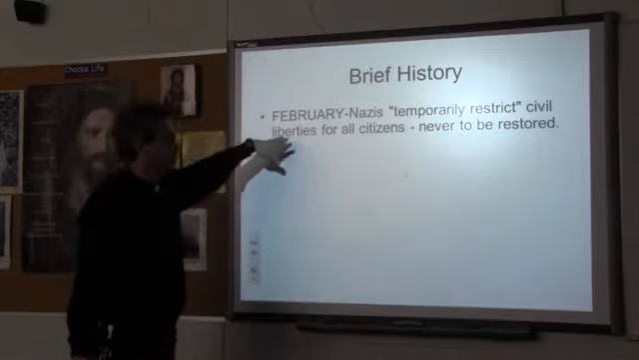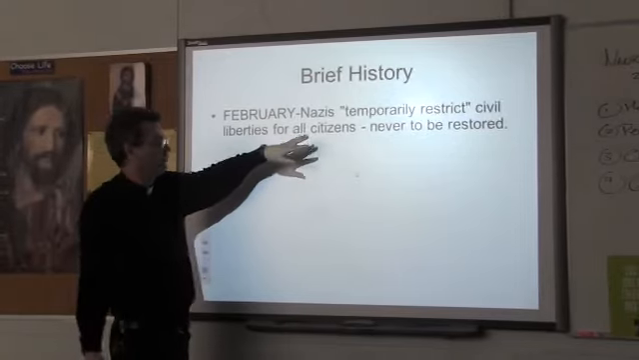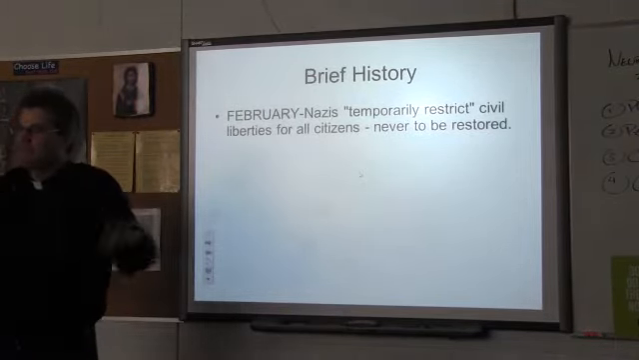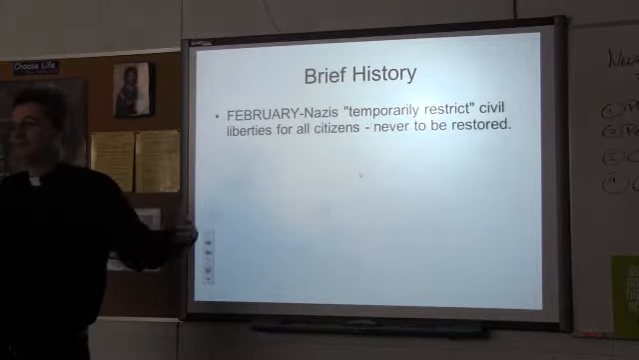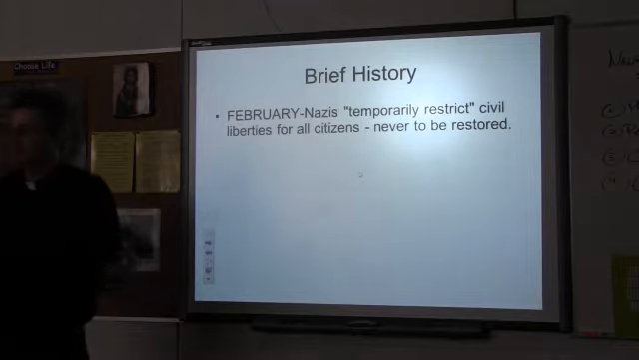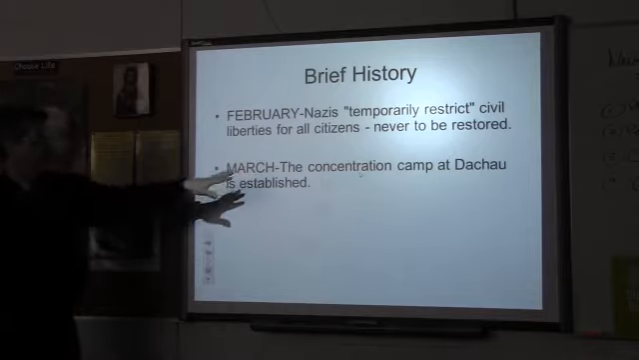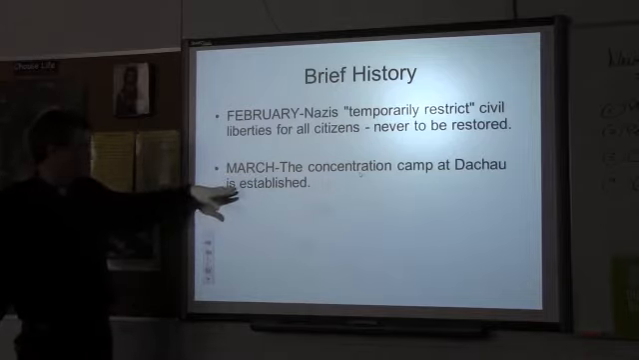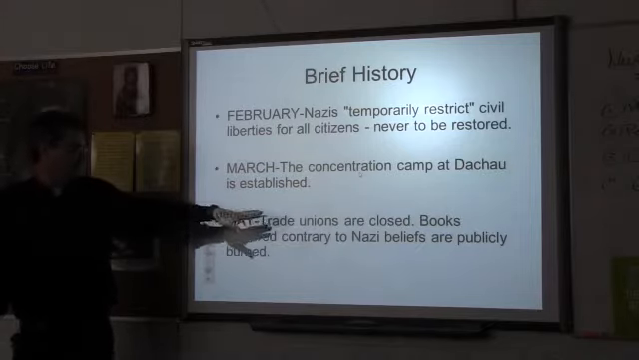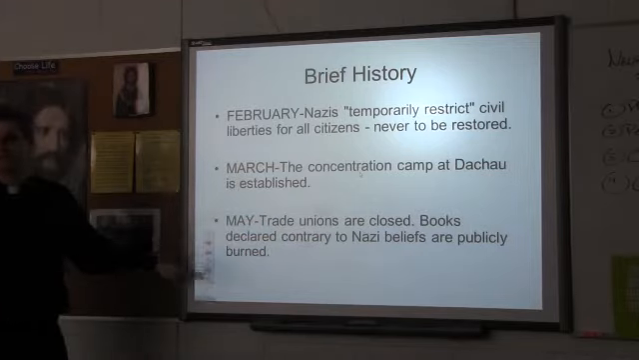February, Nazis temporarily restrict civil liberties for all citizens, never to be restored. So this is how governments work, how they slowly make it so you have to conform. That's what the governments want you to do. Then in March, the concentration camp at Dachau is established. Then in May, the trade unions are closed. Books declared contrary to Nazi belief are publicly burned.